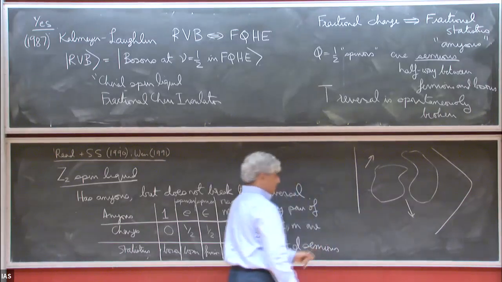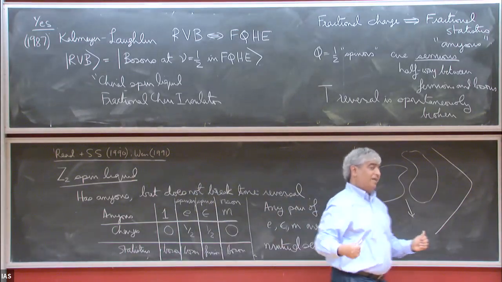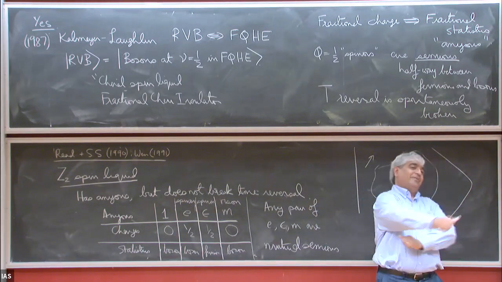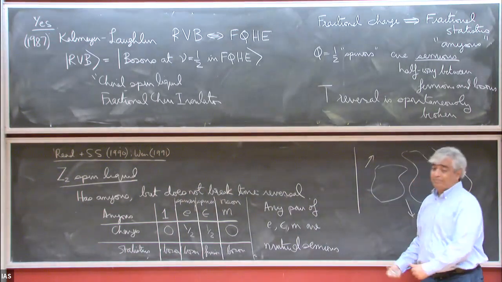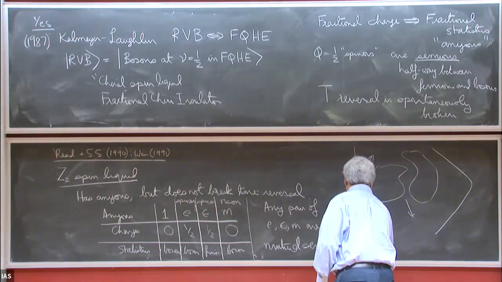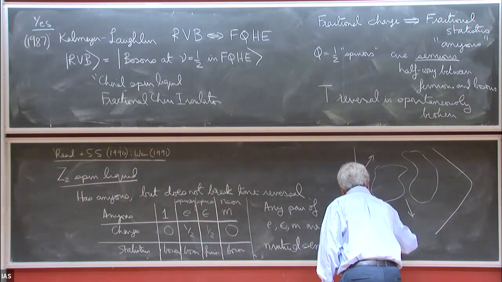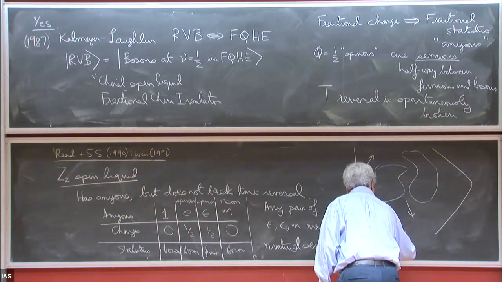But for mutual statistics, you take it all the way around. And you call them mutual semions, well, because if you take them all the way around, you get a phase factor of pi. So if you took them halfway around, they'd be like semionic. That would break time reversal, but pi does not break time reversal. So if you take an M and an E around an M, you pick up a phase factor of -1.